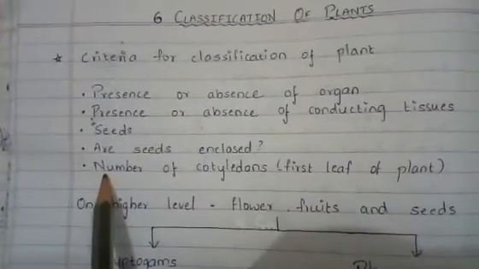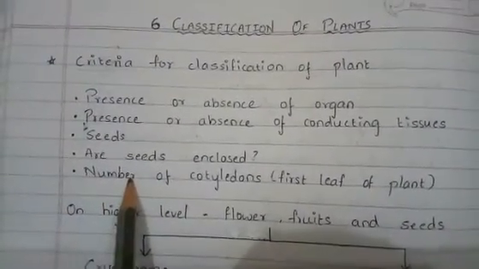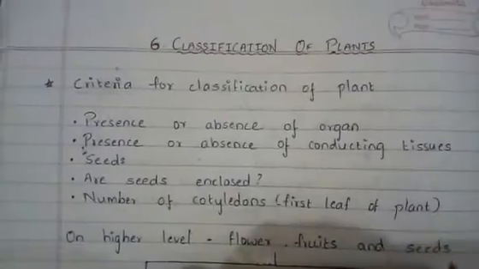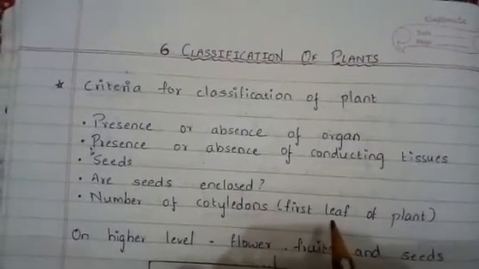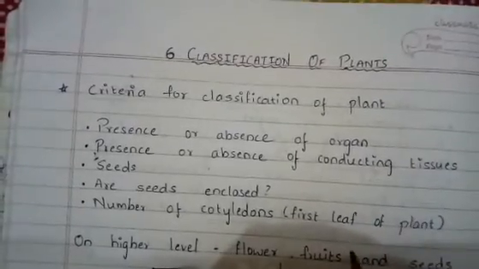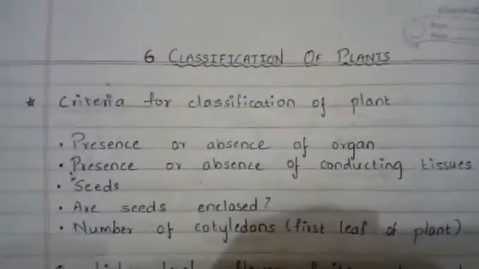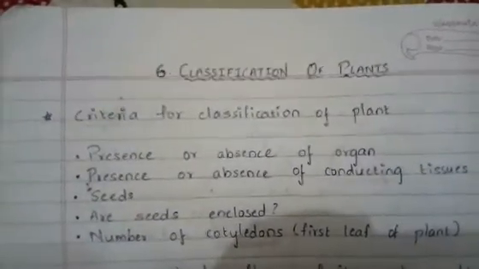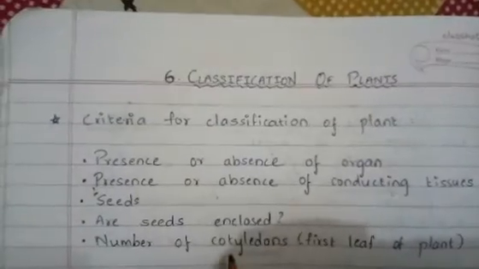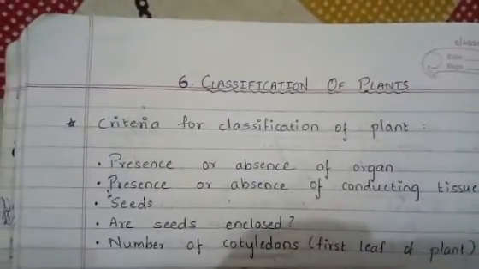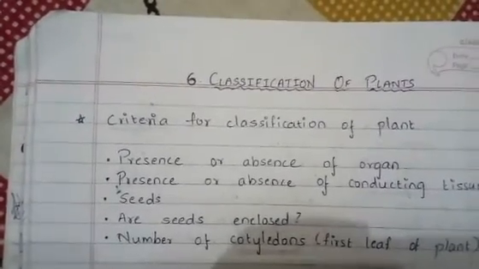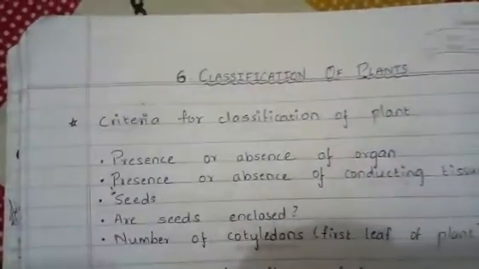Now the fifth criterion is the number of cotyledons. Now what are cotyledons? Cotyledons are the first leaf of the plant. When plants start growing, the first part which comes out of the land or the soil. So cotyledons are the first leaf which comes out of the plant when the plant starts growing. Now on the basis of cotyledons, whether the cotyledons are single or double, plants are classified into certain groups.